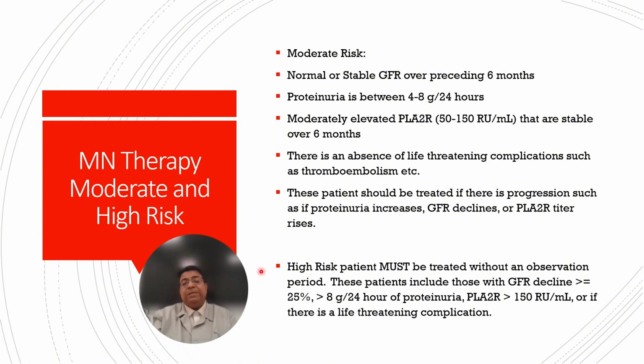The high-risk patient who must be treated without an observation period would be the one with GFR decline greater than or equal to 25%, greater than 8 grams per 24-hour proteinuria, PLA2R greater than 150 RU per ml, or if there's a life-threatening complication.